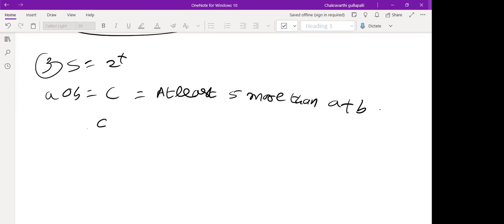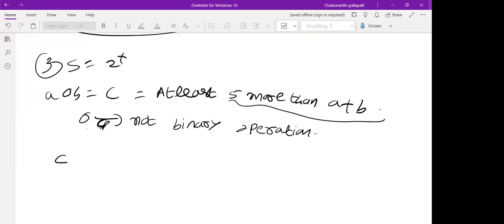No, why is it no? Correct answer: circle is not a binary operation. Correct. What is the justification? That is, what is C actually? This phrase you have to understand: 5 more than A plus B means A plus B plus 5.